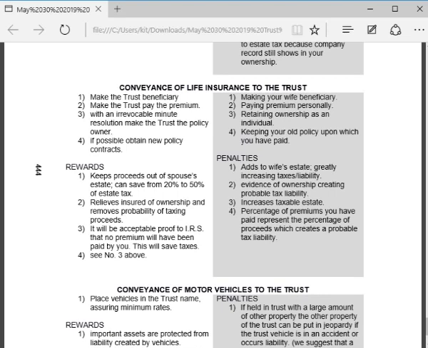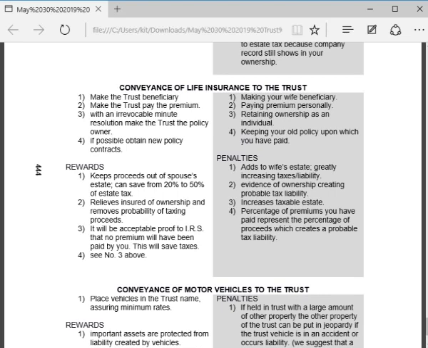Rewards: 1. Keeps proceeds out of the spouse's estate, can save from 20% to 50% of estate tax. 2. Release issued of ownership and removes probability of taxing proceeds. 3. It will be acceptable proof to the IRS that no premium will have been paid by you. 4. This will save taxes. See number 3 above.